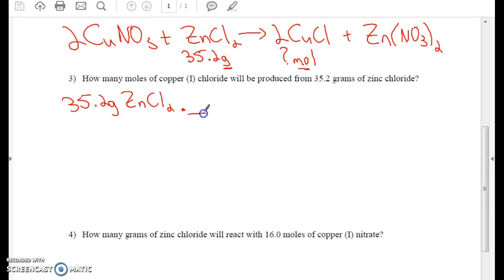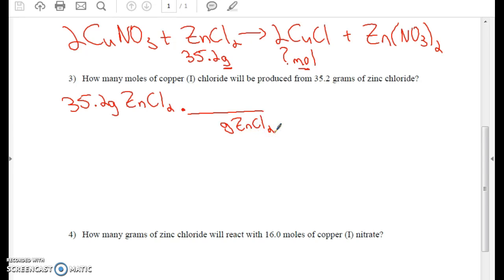Okay, now what we want to do is convert that to moles. You can't go from grams of one compound directly to moles of another. You have to do this in 2 steps. And really what we have to end up doing is comparing moles to moles. So what I have to do first is convert grams of zinc chloride to moles of zinc chloride.